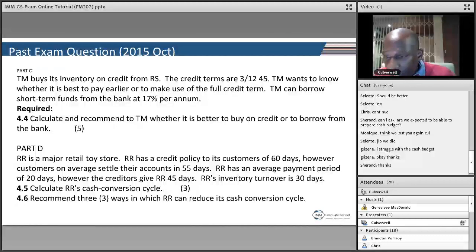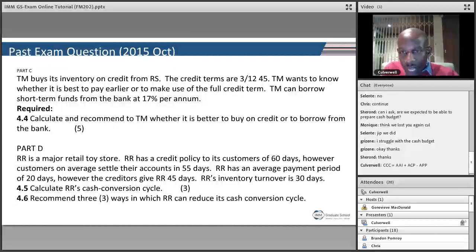So anyone who has finished that calculation, calculate your cash conversion cycle. So there is a formula on how to calculate your cash conversion cycle: average age of inventory plus average collection period minus average payment period. So I've given you the formula. What is the cash conversion cycle of this company called RR?